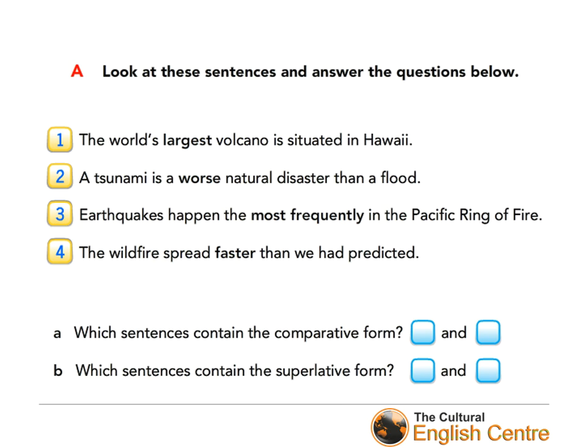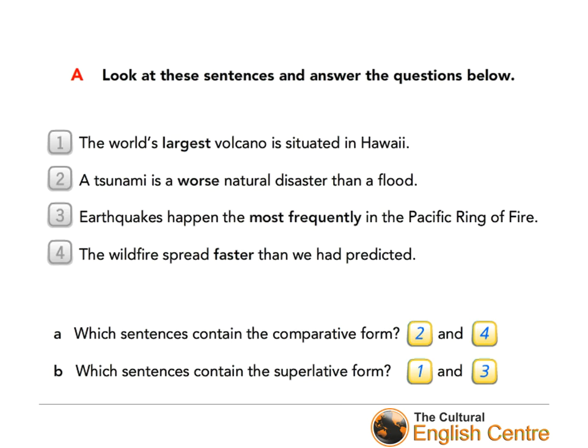And now look at this exercise from your book. It's on the blue pages. And answer the questions. Which of the sentences 1, 2, 3, 4 contain the comparative form, and which ones contain the superlative form? And I'm sure you know that in sentences 2 and 4 we use the comparative form, so worse and faster, whereas in sentences 1 and 3 we use the superlative form, largest and most frequently.